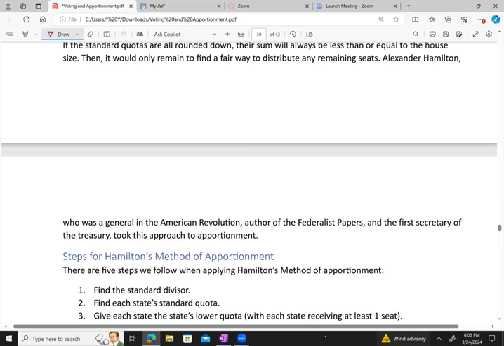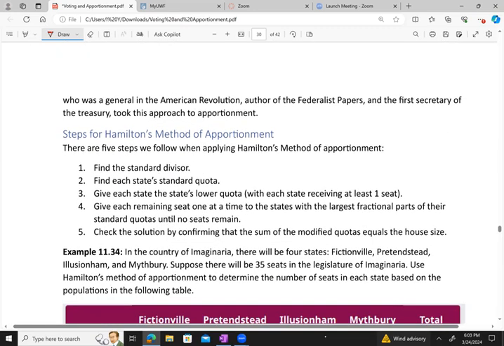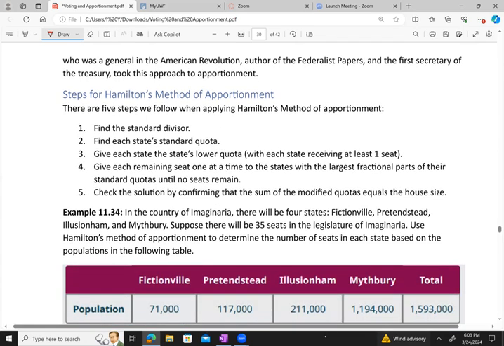Alexander Hamilton, who was a general in the American Revolution, author of the Federalist Papers, and the first Secretary of the Treasury, took this approach to apportionment. So here are the 5 steps for Hamilton's method of apportionment. First, find a standard divisor. Then find each state's standard quota.